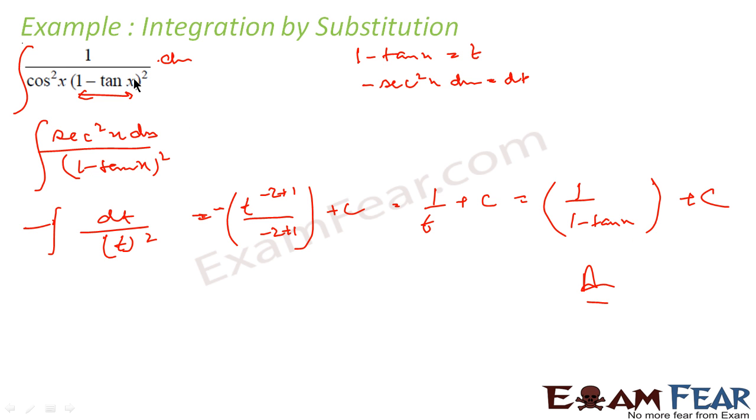The only thing is, you should realize that you have to take this guy as t. If you take any other, for example cos x as t, it won't help, because you will get minus sin x dx, and this kind of thing is not there in the numerator, so I'll ignore this. But if I take 1 minus tan x as t, my life is simple.